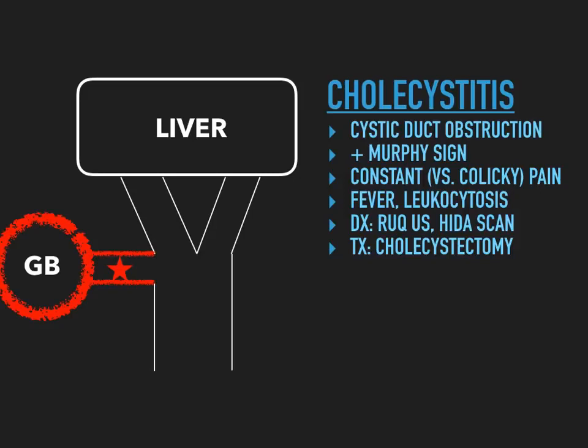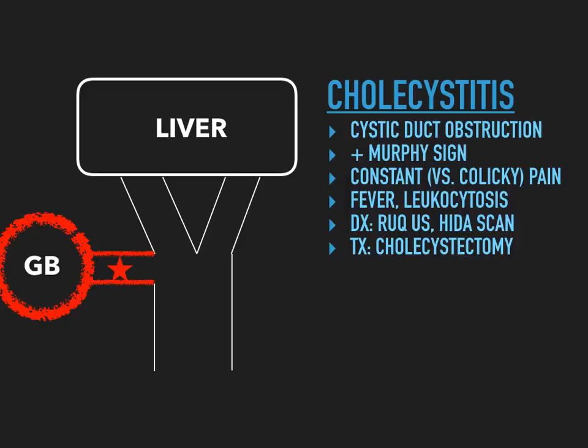To diagnose it, you want to do a right upper quadrant ultrasound because it's cheap and non-invasive. But if that's not an option, you want to do a HIDA scan because the HIDA scan shows you if the gallbladder can perfuse this special dye. The treatment is a cholecystectomy, and this is not an elective procedure. The gallbladder has to come out because it's inflamed and you could infarct it.